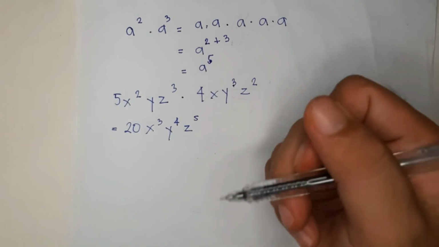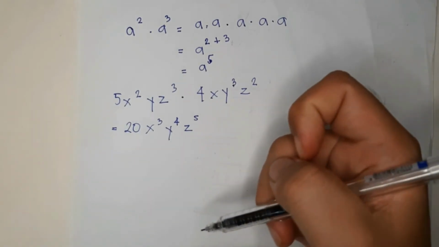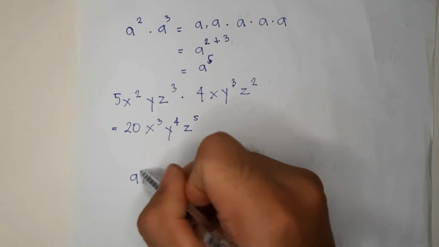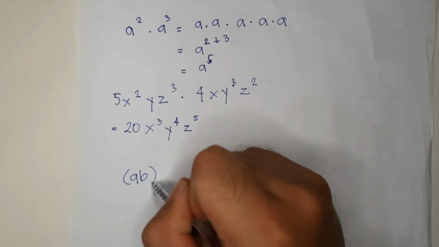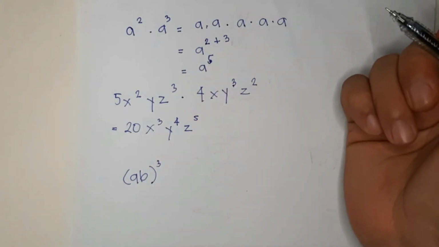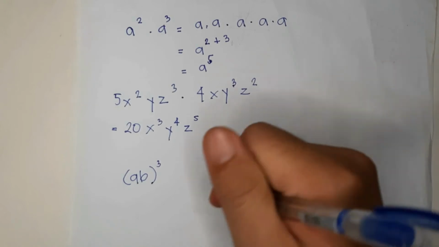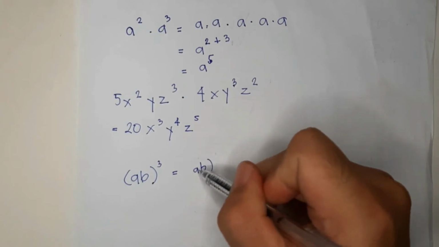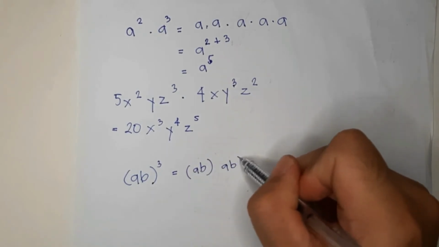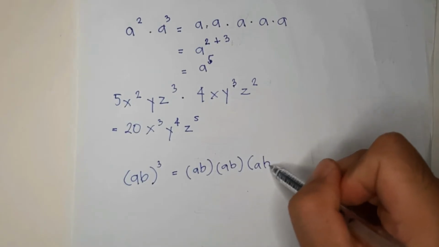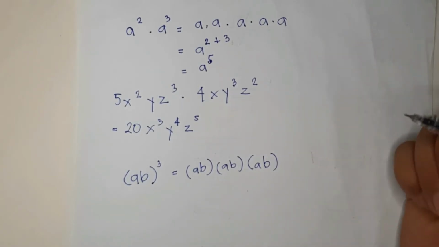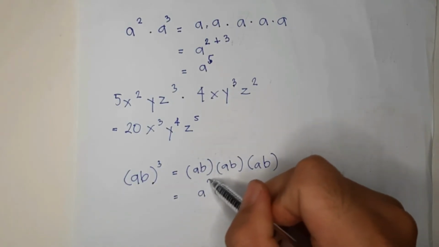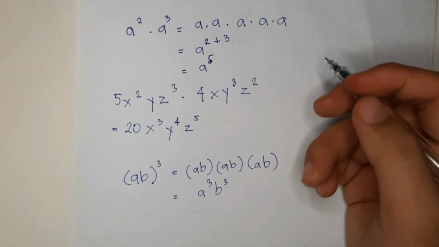Let's go on to another example. So we have the quantity ab cubed. So what we are going to do here is we can split them up to 3. We have ab times ab times ab. What do you think is the answer? The answer is a cubed b cubed.